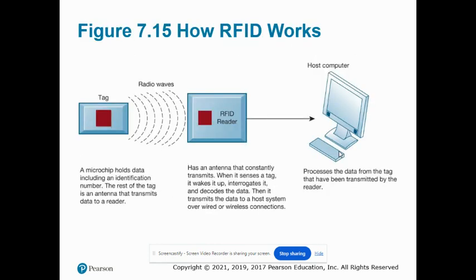RFID uses low-powered radio transmitters to read data stored in a tag at distances ranging from 1 inch to 100 feet. The reader captures the data from the tag and sends them over a network to a host computer for processing. The graphic illustrates how RFID works.